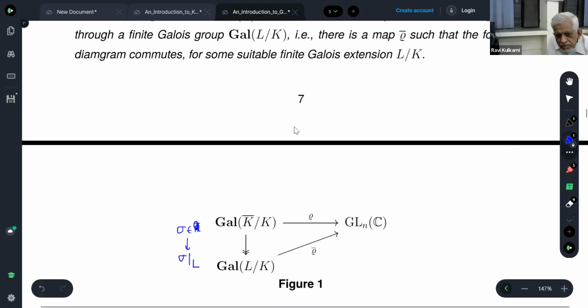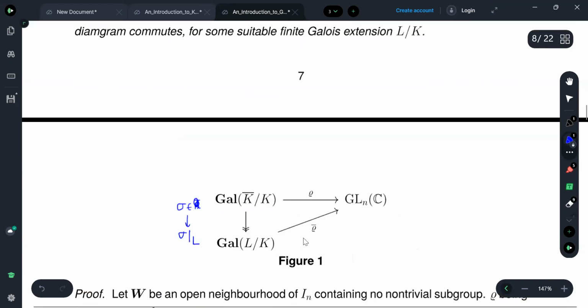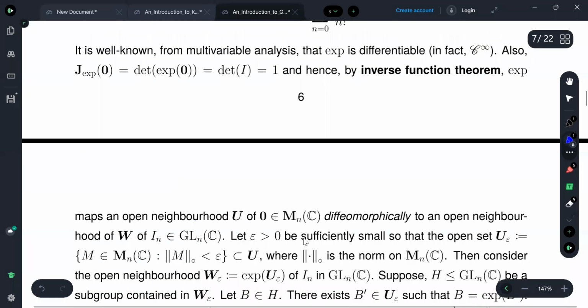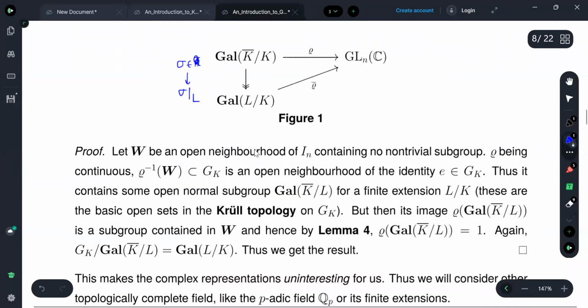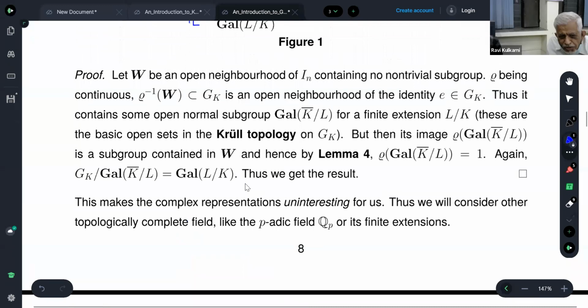How do you use the previous theorem there? I use lemma 1 to prove lemma 2. So here is the complete proof.